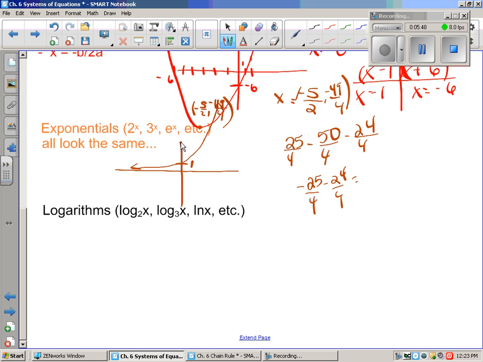The reason for that is because this is when x is 0. And whether we're talking about 2 to the 0, 3 to the 0, e to the 0, or etc., anything to the 0 power is 1.